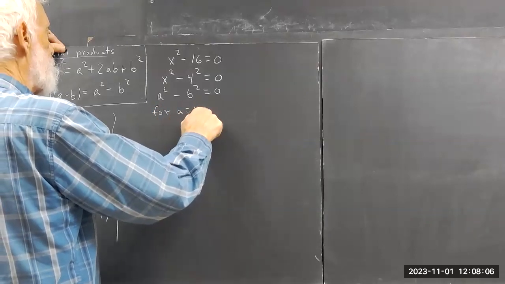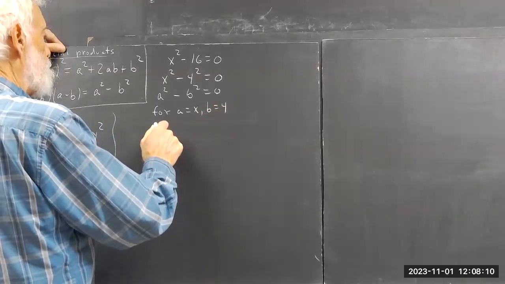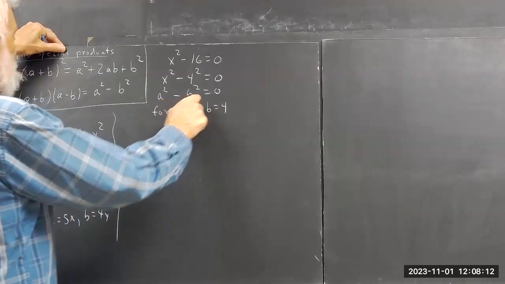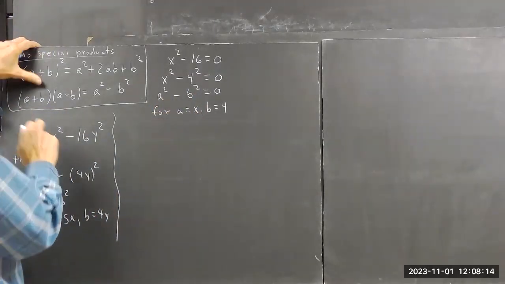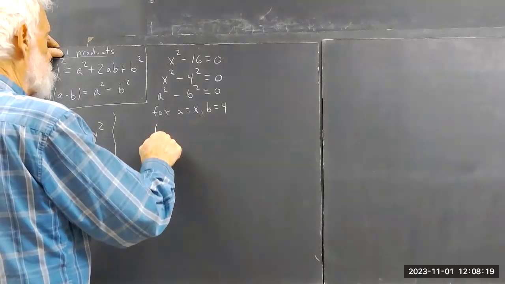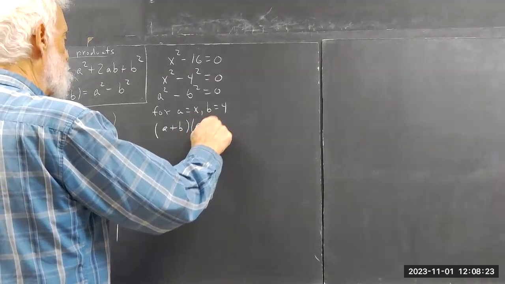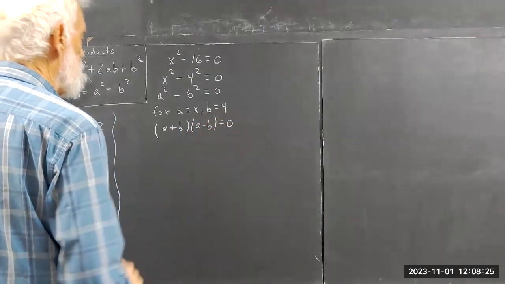a is x, and b is 4. A squared minus b squared is a plus b times a minus b. So that's a plus b times a minus b equals 0.